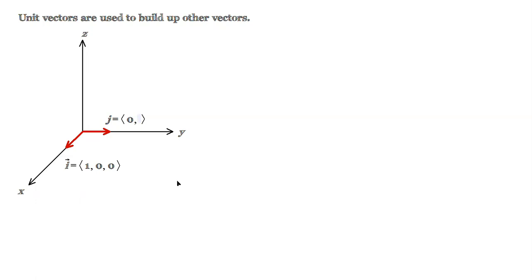The second component is 1 because it goes 1 unit along the y-axis. And the last component is 0 because it doesn't go along the z-axis. And again, if you wanted, you could put an arrow above it.